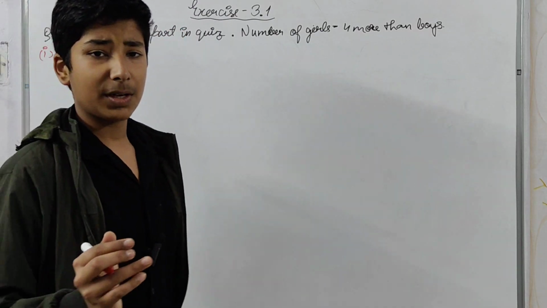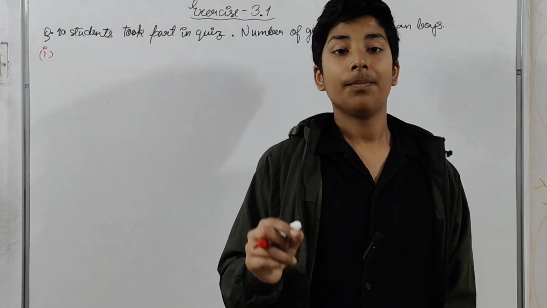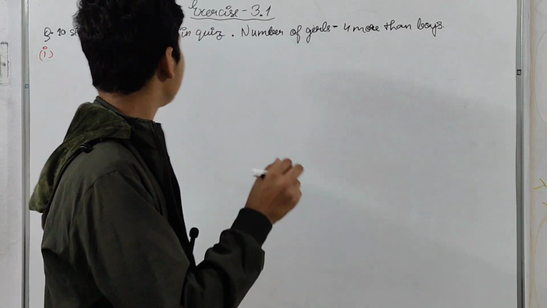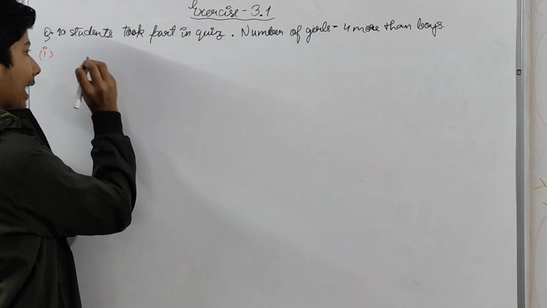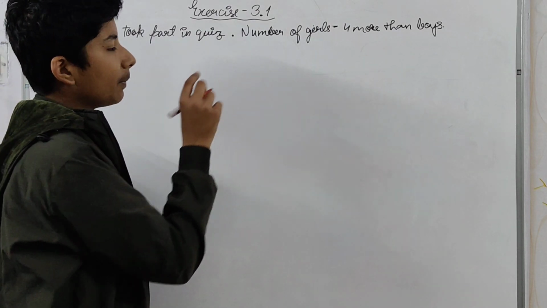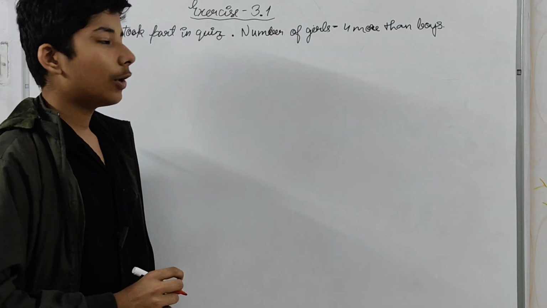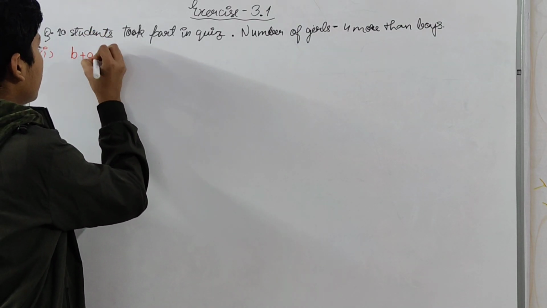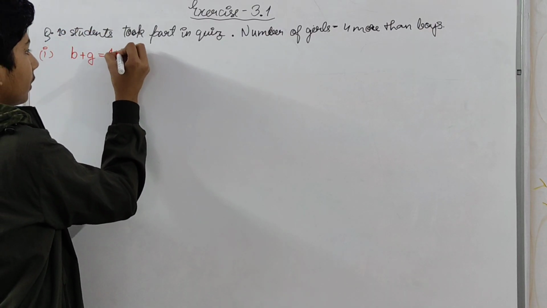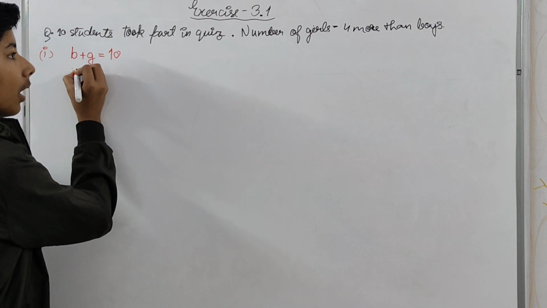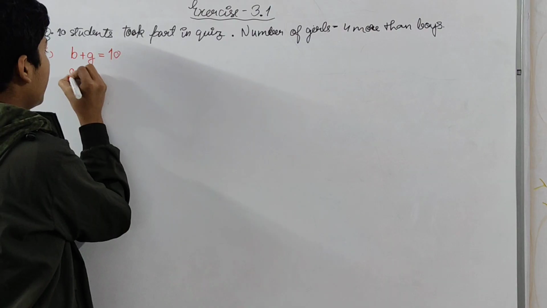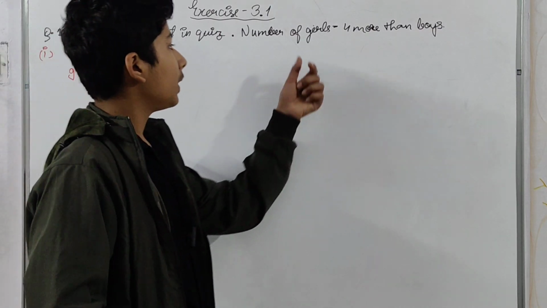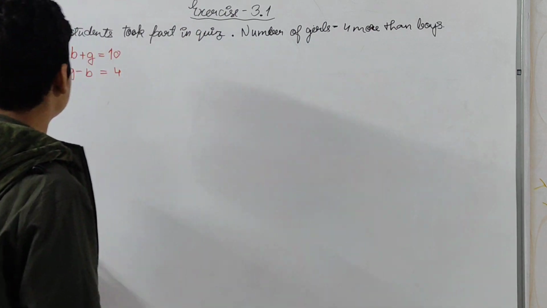Since the chapter is called pair of linear equations in two variables, we have to solve it using two variables only. So we will take two variables, B for boys and G for girls. Okay. So it is given that B plus G, the total, is 10 students, and G minus B equals 4. Means girls are 4 more than boys, no?